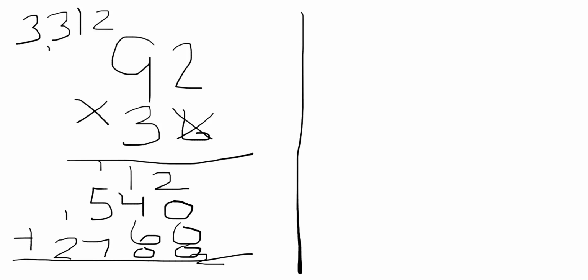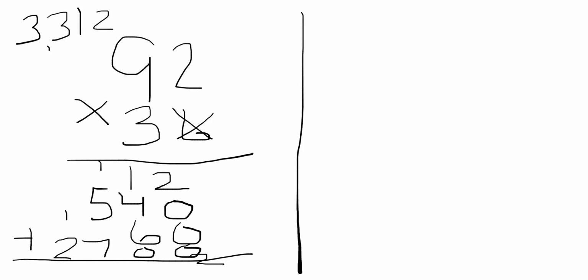So I get a total product of 3,312. So therefore 92 times 36 equals 3,312. Now, I'm going to do this the area model way to show you another way, and also to check our answer to make sure it makes sense.